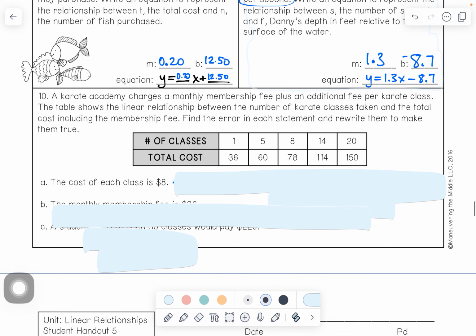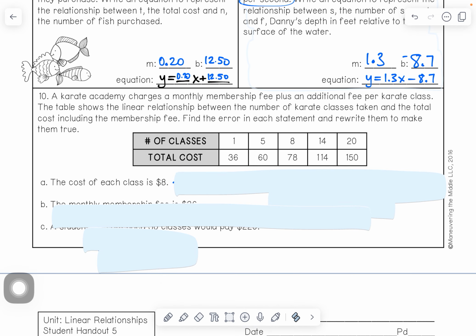Next one here, the Karate Academy charges a monthly membership fee plus an additional fee for karate classes. The table shows a linear relationship between the number of karate classes taken and the total cost of the membership fee. Find the error in each statement and rewrite them to make them true.